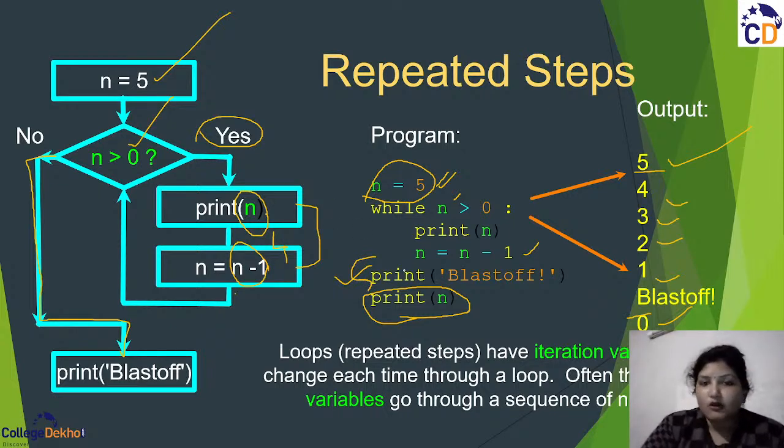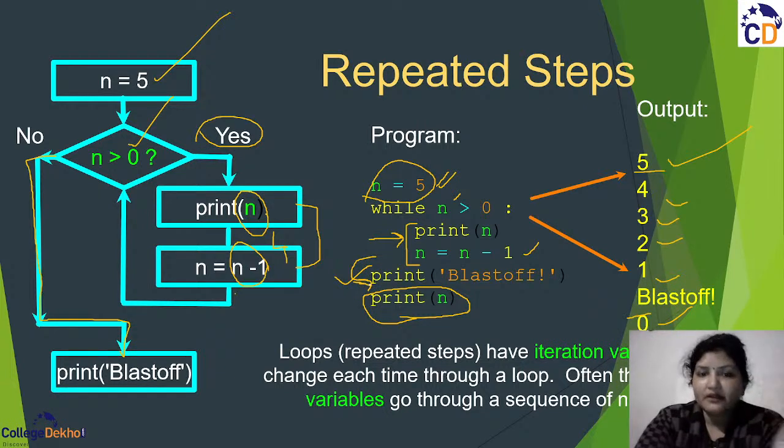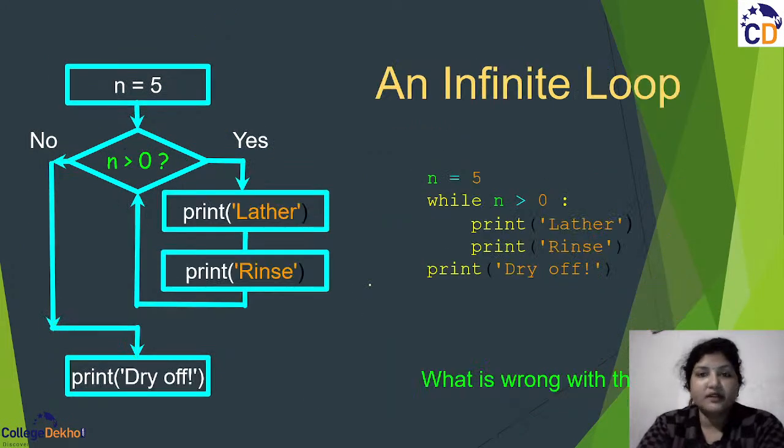And what is the block of this loop? That is maintained using indentation. Again, I am repeating, this is indentation. Now for coming out of this statement, we have the next statement, that is here, right? Print blast off or print n, right? Okay, so this is how we repeat the steps.